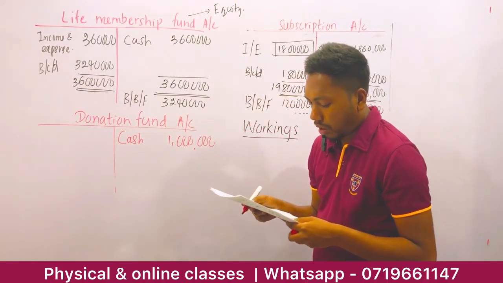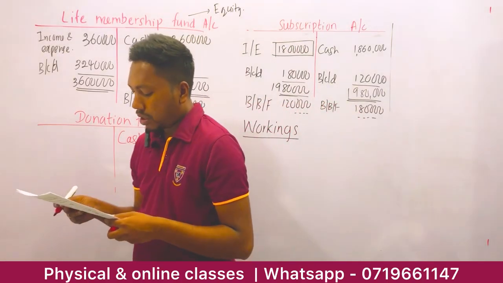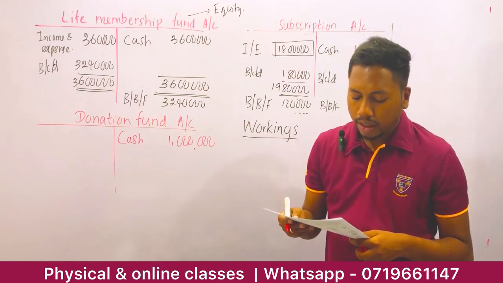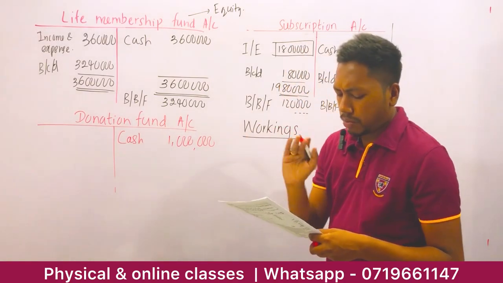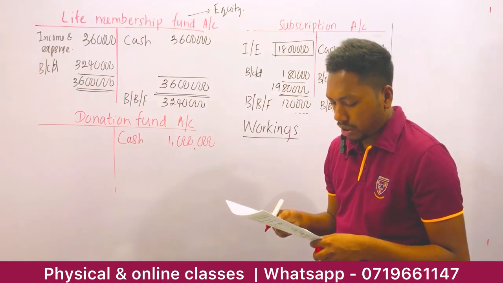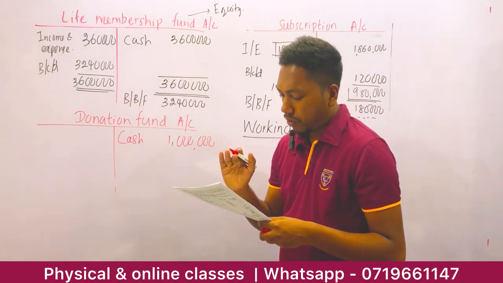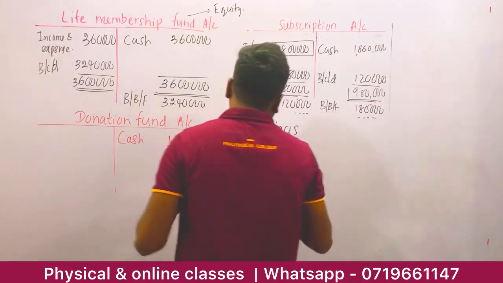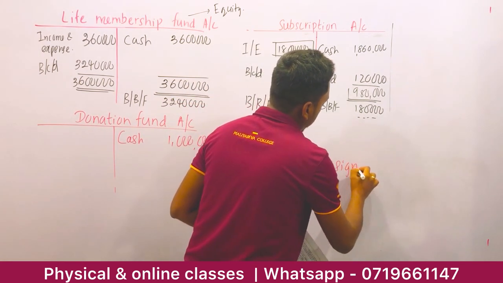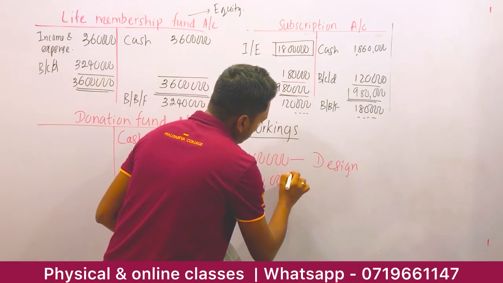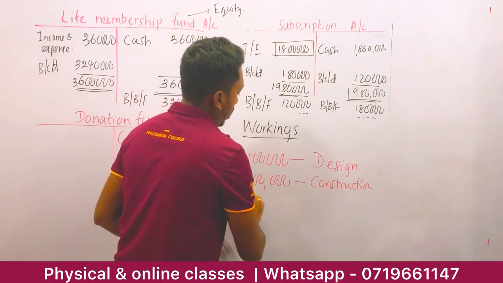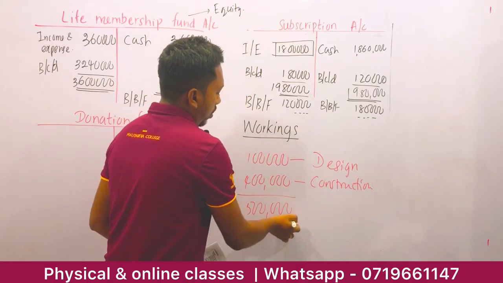The construction of the sports center was commenced on 1st January 2024 and rupees 400,000 was payable as at 31st March 2024. Now 31st March 2024 means the ending of our accounting period. On this date we have to pay 400,000 to the contractor for the work completed by this day. That means 100,000 for the design of the sports center, and 400,000 by the year end for the construction. It is altogether 500,000.